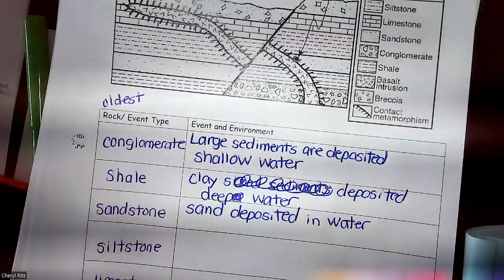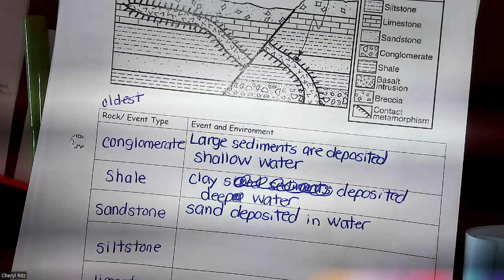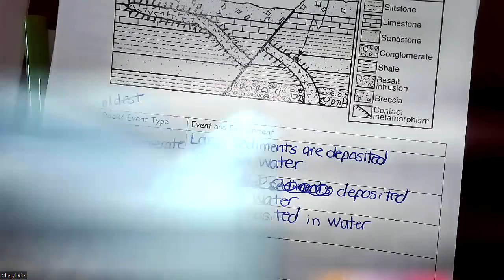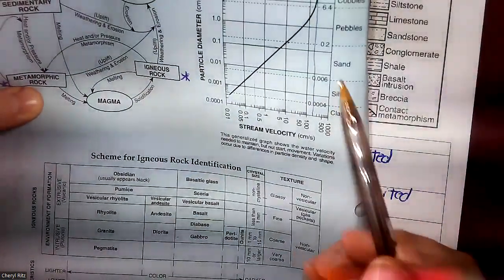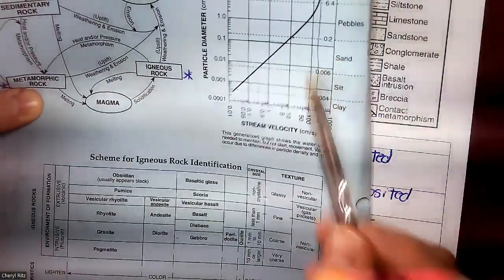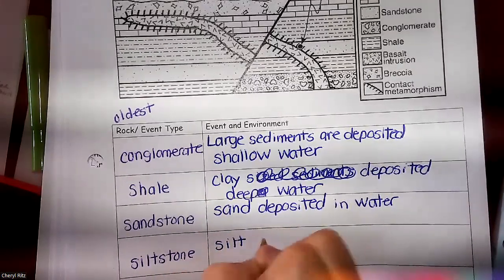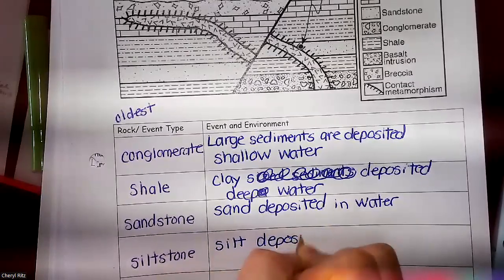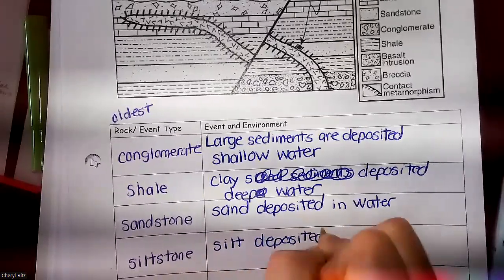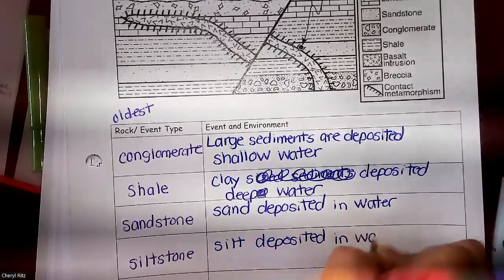The only ones they make sure you understand are the tiniest particles and the biggest particles. The tiniest are in deep water. The big particles are going to be shallow water. So the ones in between, silt and sand, are just deposited in water. So speaking of siltstone, what is siltstone made out of? Silt. And because it's not the smallest and it's not the largest, we just say in water.